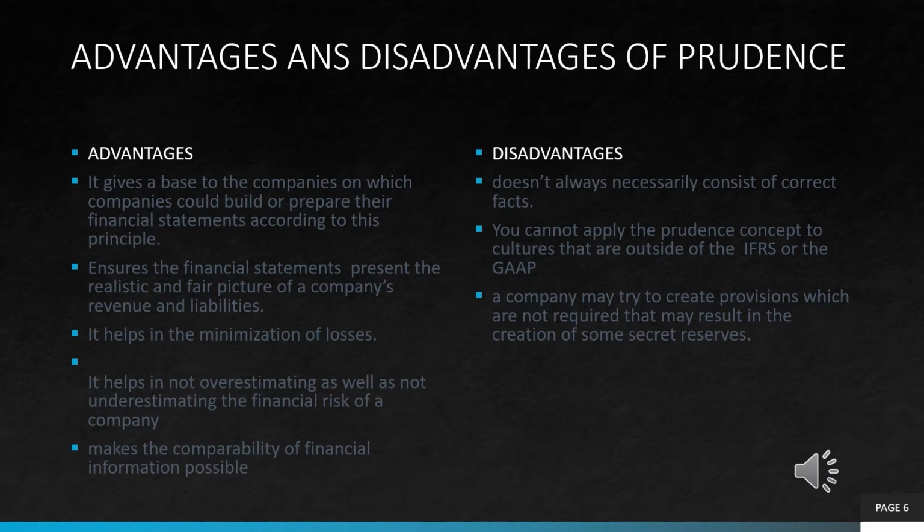Advantages and disadvantages of prudence. Advantages of prudence: it gives a base on which companies could build or prepare their financial statements according to this principle. It ensures the financial statements present a realistic and fair picture of a company's revenue and liabilities. It helps in the minimization of losses. It helps in not overestimating as well as not underestimating the financial risk of a company, and makes the comparability of financial information possible.